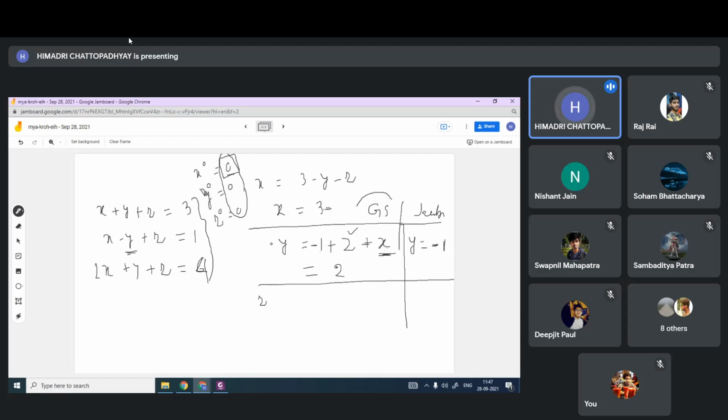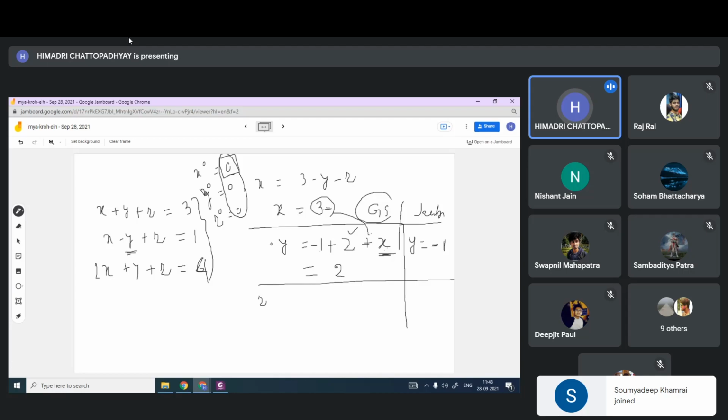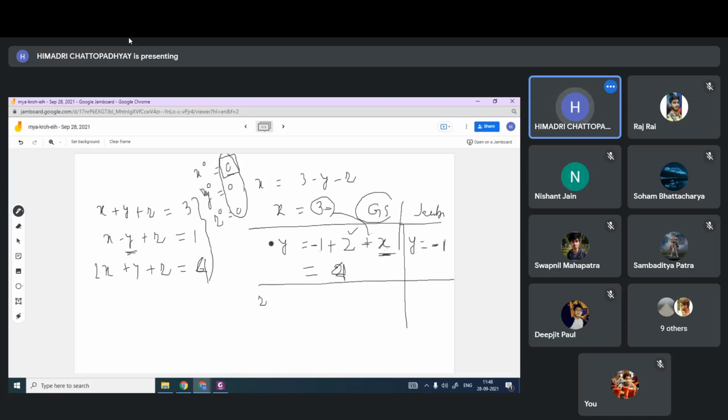But in Gauss-Seidel iteration, you take the current value. If you obtain a new value, you put that value here. Minus 1 plus 2, plus 2. So x is 3. Then this becomes 4, because I have already obtained x as 3. So 3 minus 1 is 2, plus 2 is 4.